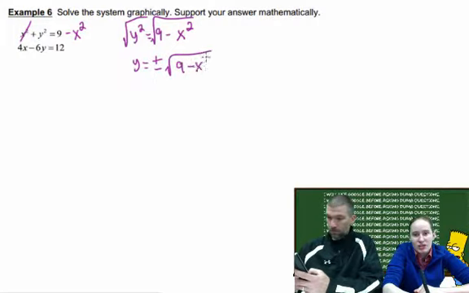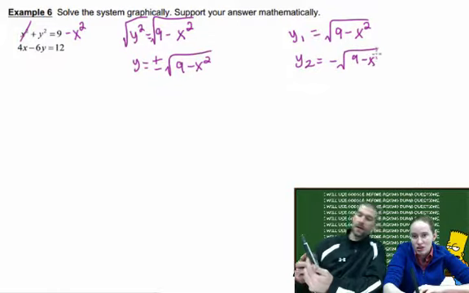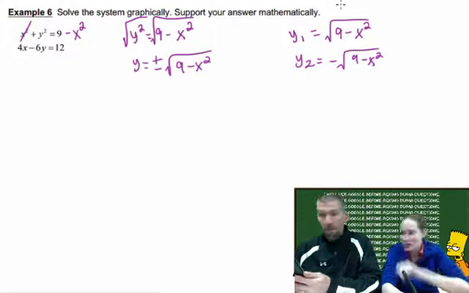Which means when you type this into your calculator, you're going to have y1 equal, and you're going to put nothing, square root of 9 minus x squared. For y2, you'd have to put negative square root of 9 minus x squared. Look at that, you can just graph a circle.